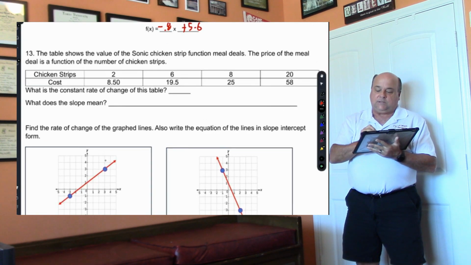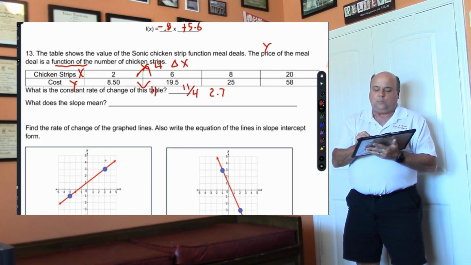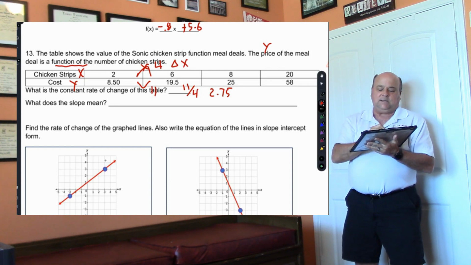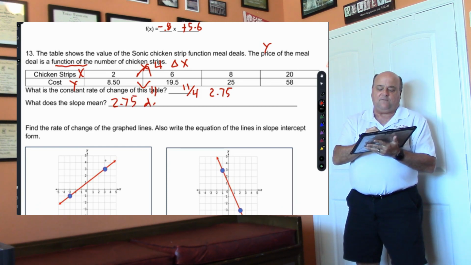But right here, let's see, the price of the milk is a function of, this is going to be my x, this is going to be my y, so the cost of the chicken strips, and I'm going to do these two right here. So this is a difference of 4, which is my delta x, and 8.50 minus 19.50 is 11. So I have 11 over 4 is my slope, which is 2.75. So the 2.75 is what you should get when you do the table, $2.75 per chicken strip.